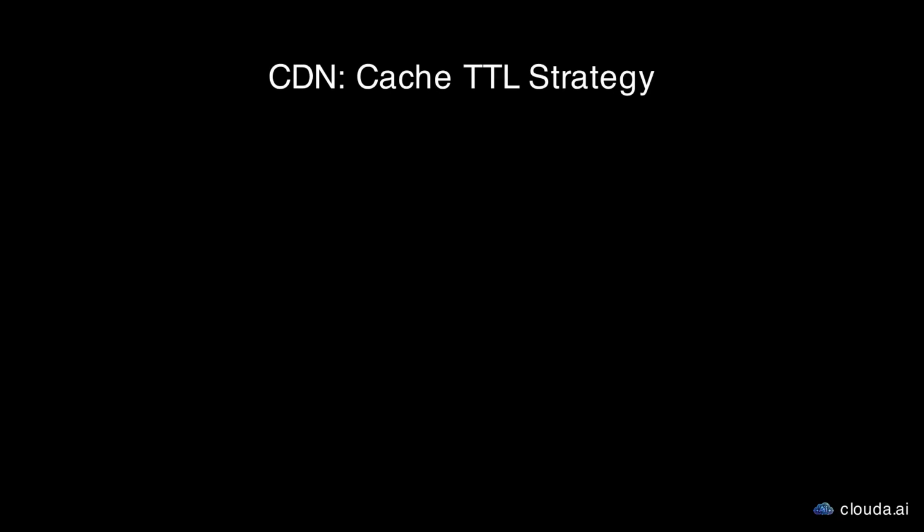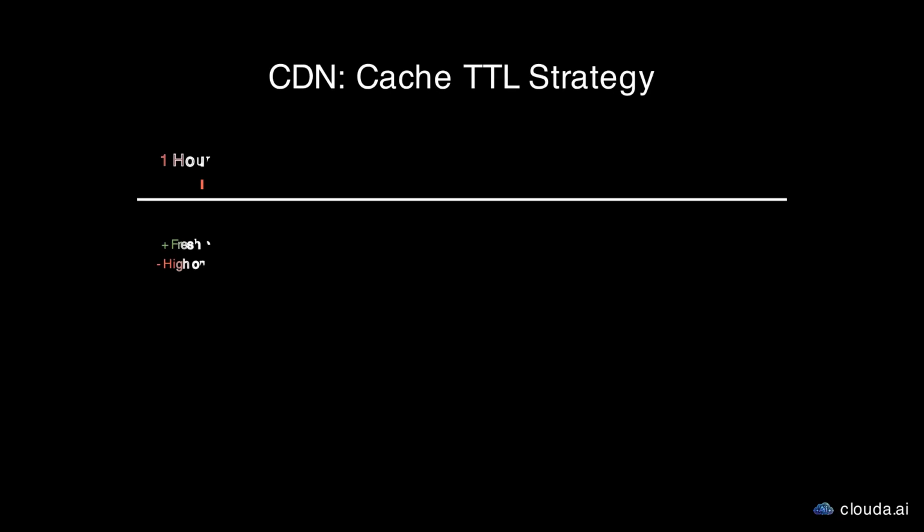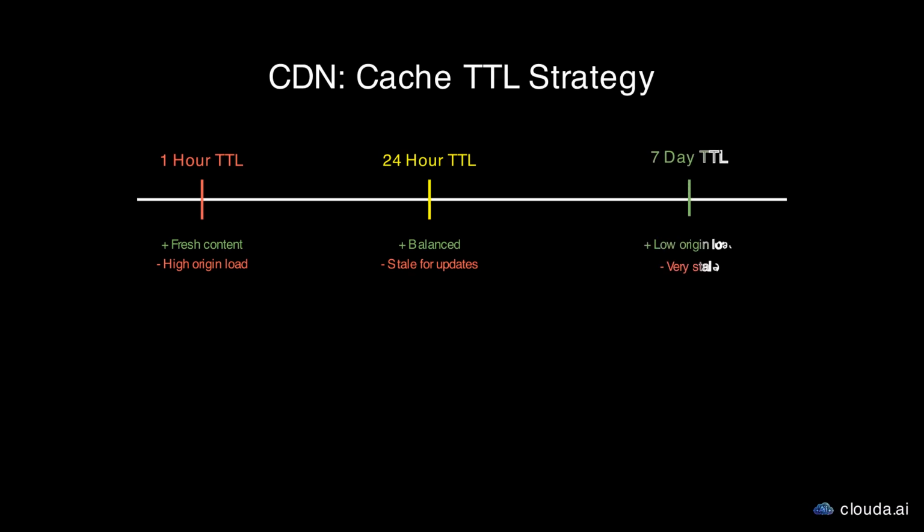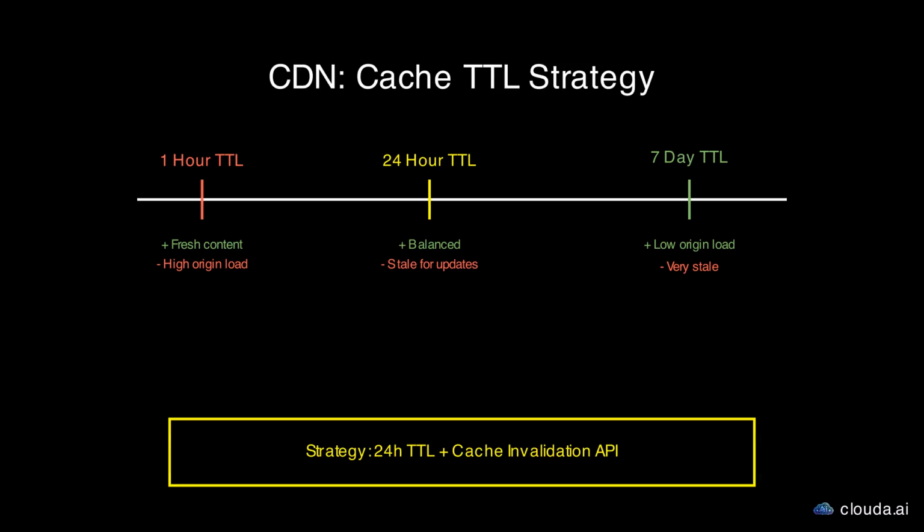Cache TTL strategy is a critical trade-off between cost and content freshness. Short TTL like 1 hour means fresh content but high origin load. The CDN fetches from origin frequently, increasing bandwidth cost. Long TTL like 7 days minimizes origin load and cost, but content can be very stale if a video is updated or removed. Medium TTL like 24 hours balances both.